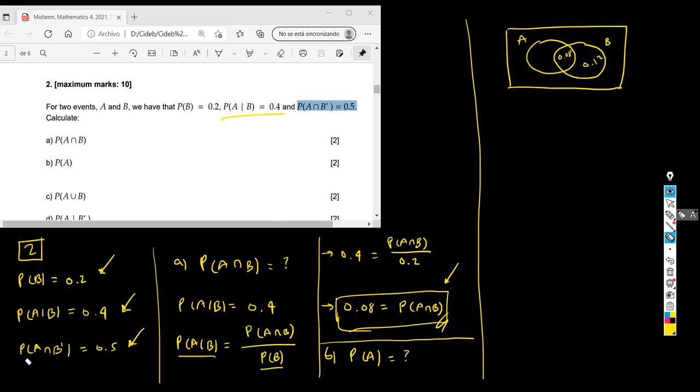We know this other area. Look, the probability of A intersection B prime. A intersection B prime. Let me do that with yellow. What is that area, guys? B prime is everything that is outside B. Just picture B, and B prime is all the area that is outside the circle.